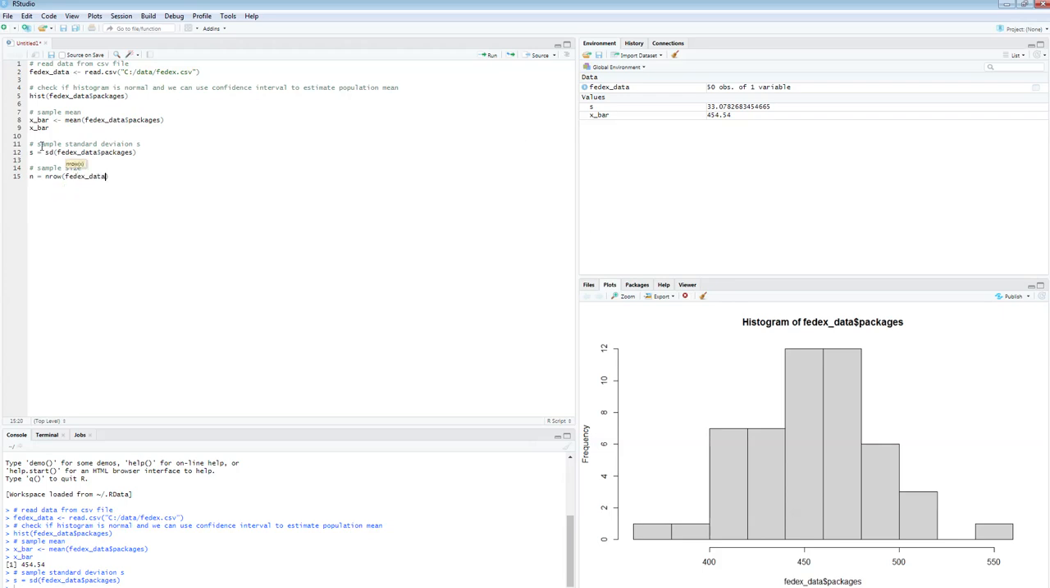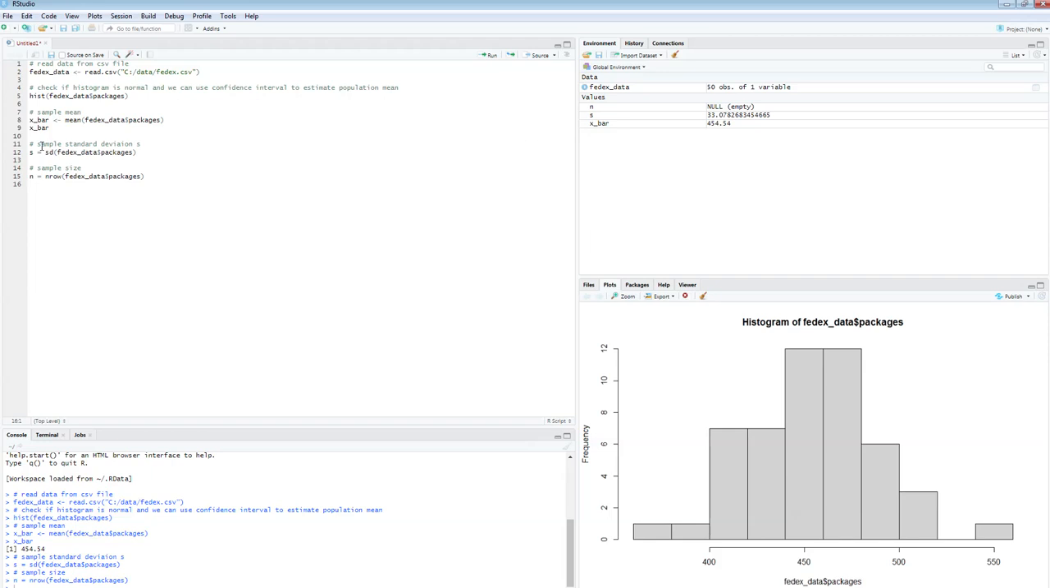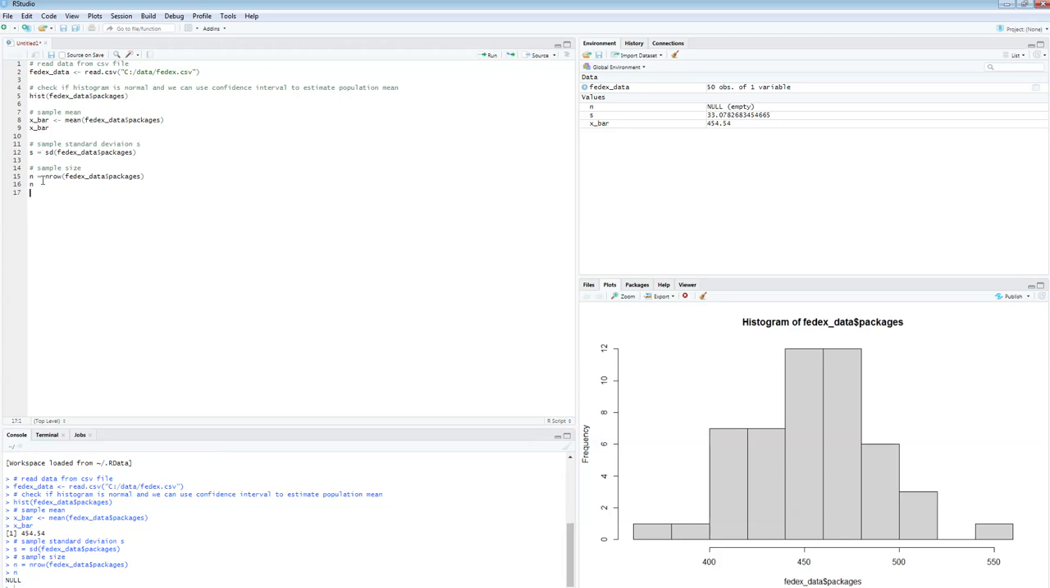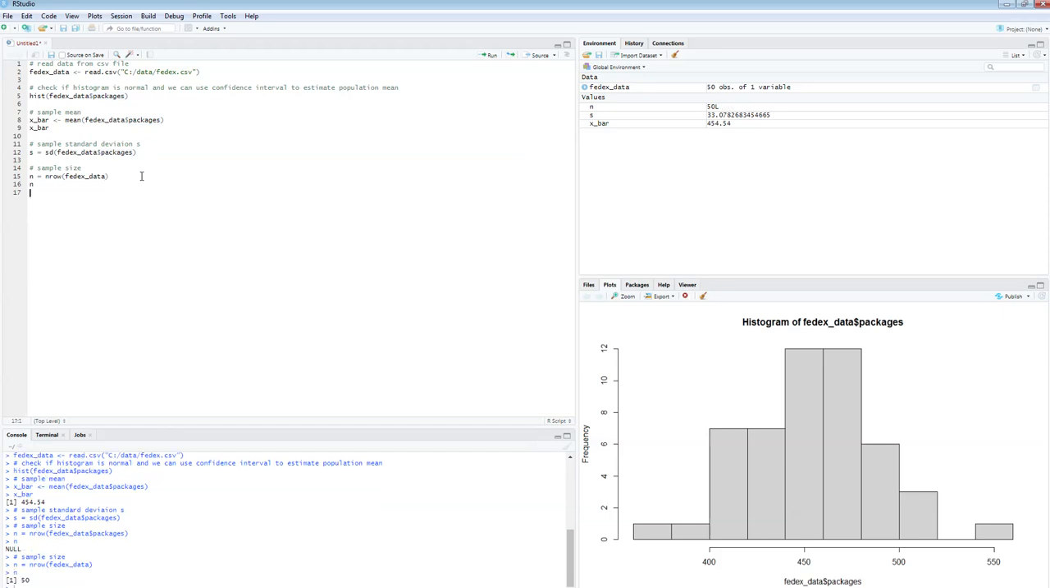FedEx data. Okay, so it gives me the number of observations, and I believe the problem stated that it's 50, right? 50 workers. Let's see. Whoopsie. FedEx data. Okay, yeah. So it's not just packages; it's the entire data set. So n is 50 workers. It's a good thing that I ran this line, right? Without that, it would give me a bad error at the end.